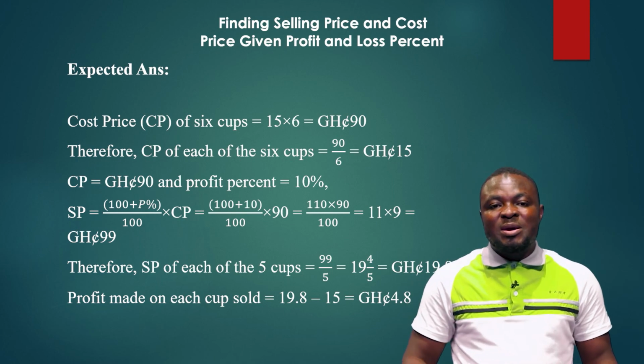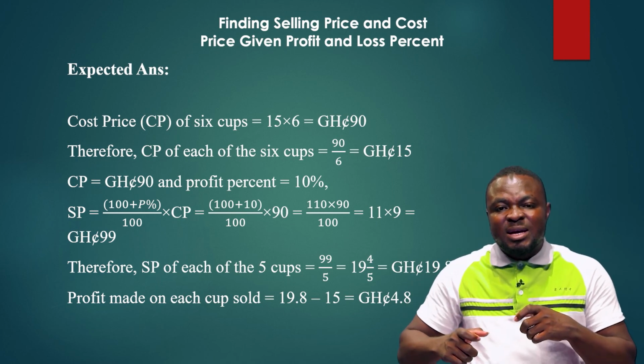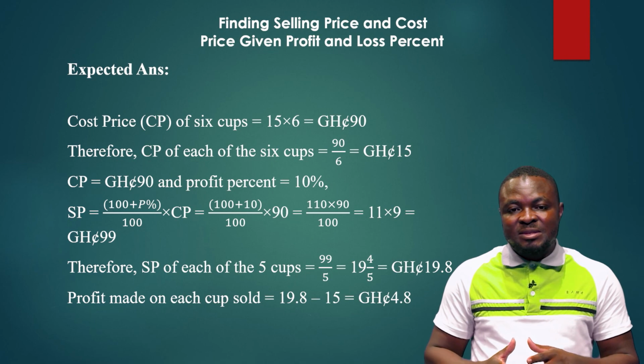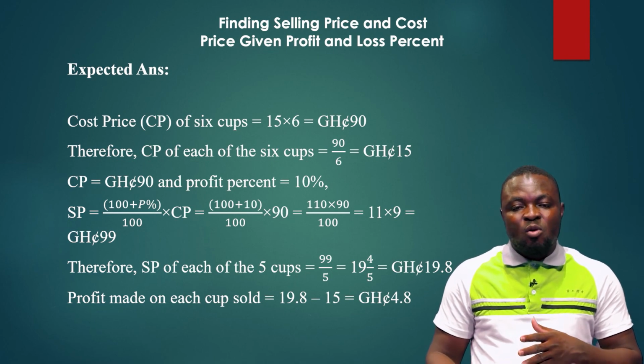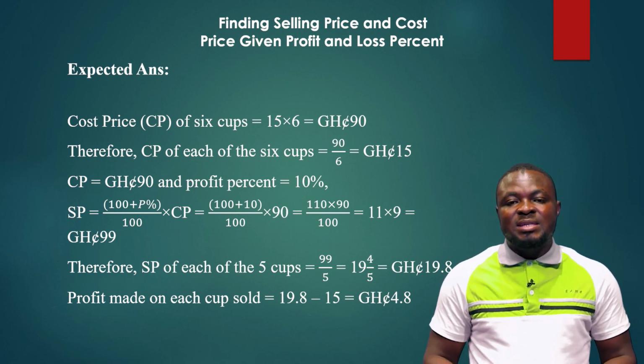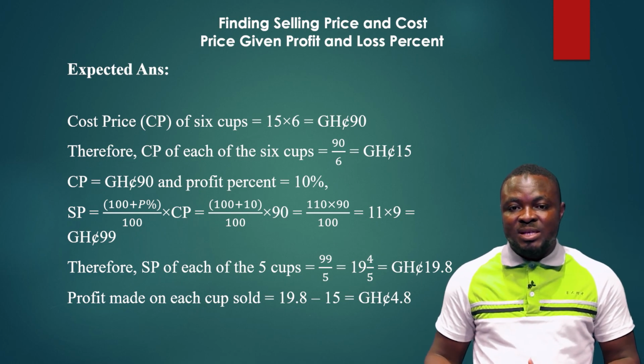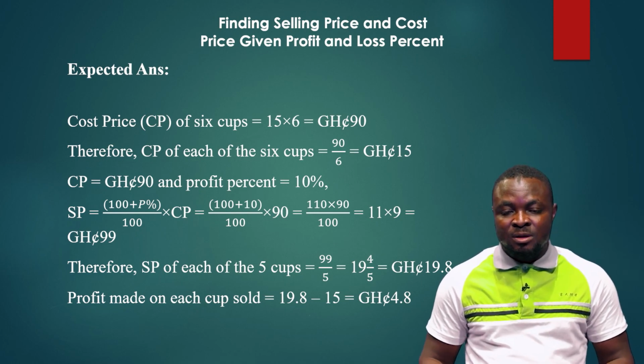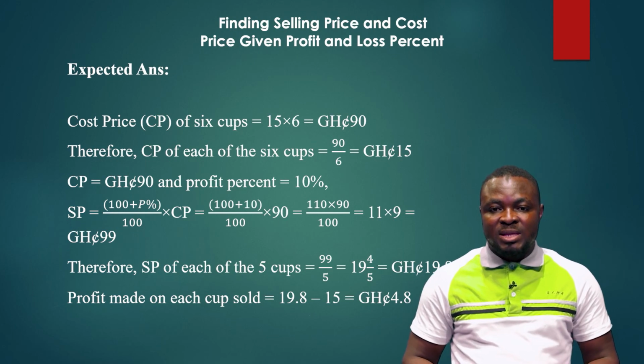cedis. So now the profit made on each cup sold. The profit is just the difference between the selling price of each cup and the cost price of each cup. The selling price is 19.8 minus 15. You end up with 4.8 Ghana cedis.